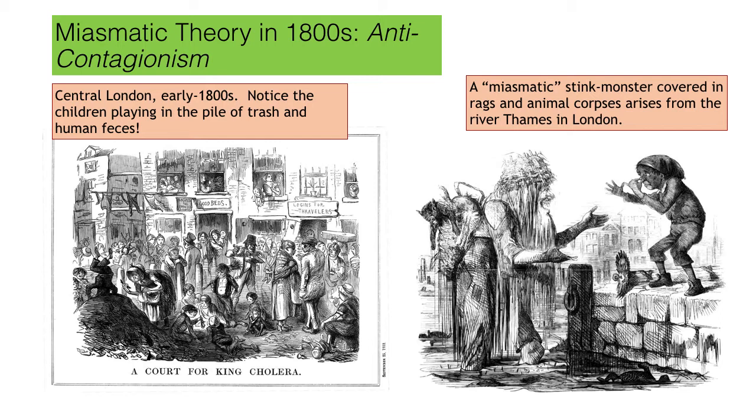Now, in these pictures, you see central London in the early 1800s, and you see the children there playing in this pile of trash and human feces. These piles of trash and feces were called middens, and the children would play in them and build forts in them, much in the same way that we would today play in the snow.